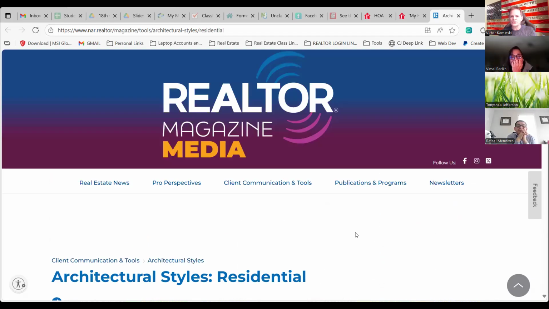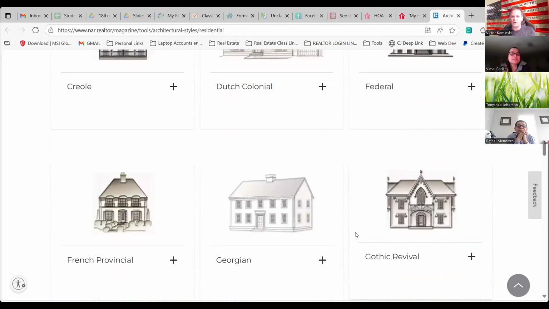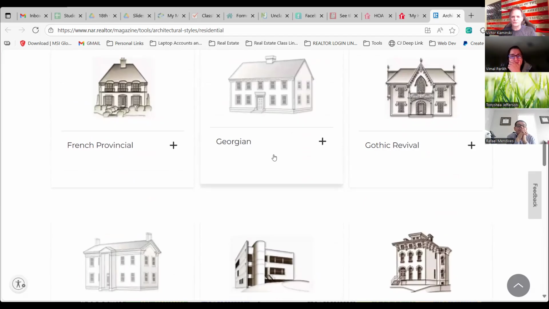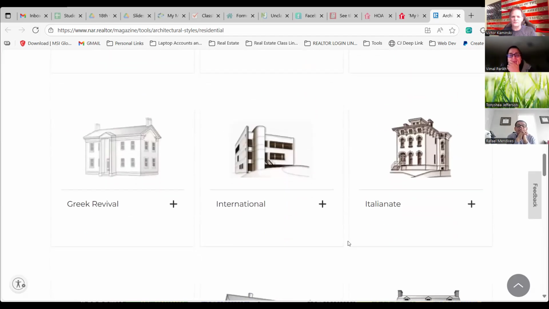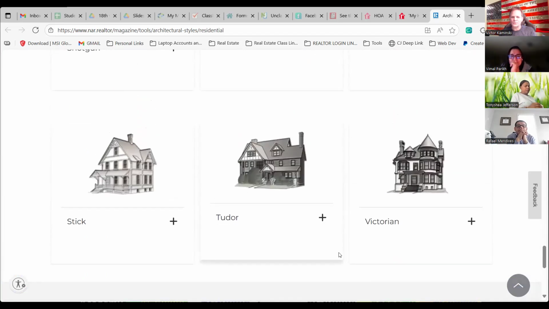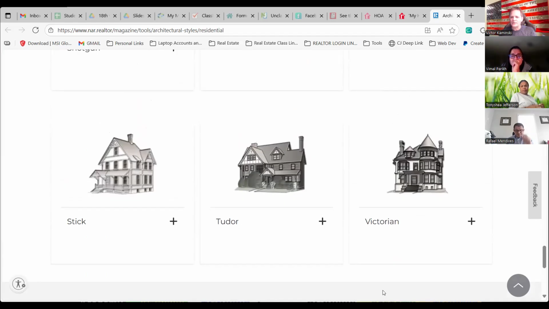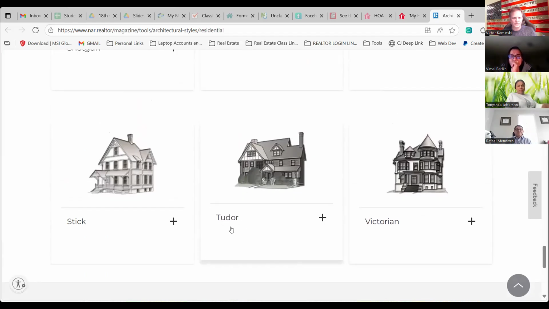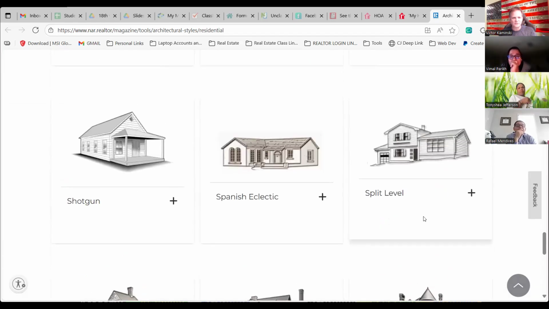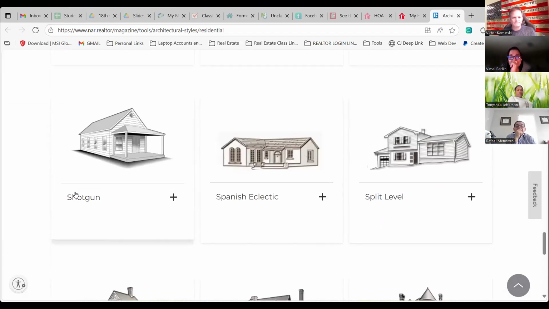Okay, well, I'm going to show you what some of the more common architectural styles are. Like French Provincial, Georgian, Gothic Revival, Greek Revival. There's a lot, but which ones are more common in our area? Well, Victorians, Tudors. You could see Stick style, split levels, ranch.